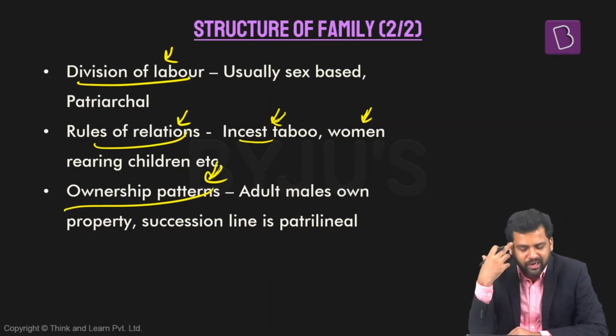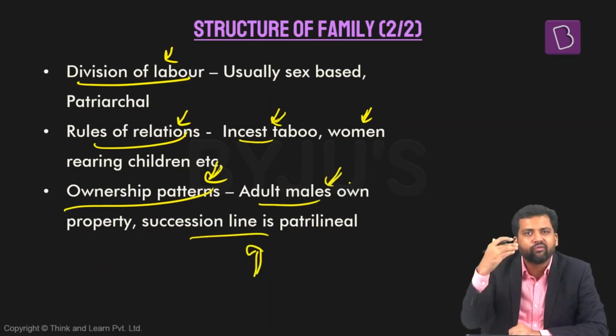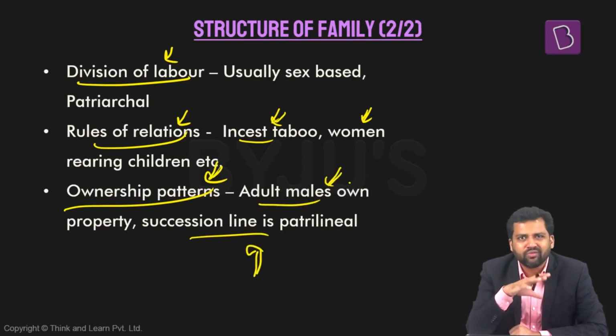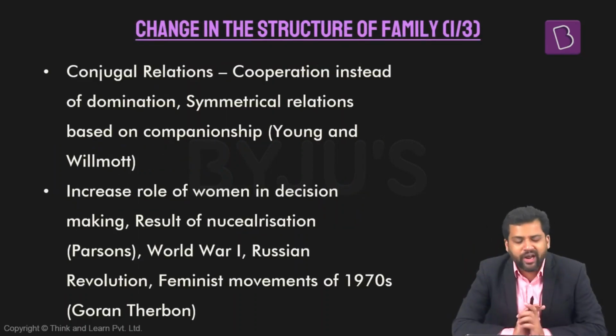Who holds property? How is the ownership pattern decided? Usually, the adult males own property, and the succession is very linear. From males to males, the property is inherited. So typically, this is how the structure of the family looks, especially the extended family. So now we have an idea about the structure of the family.